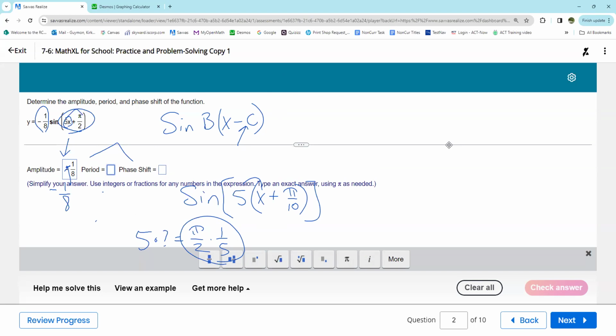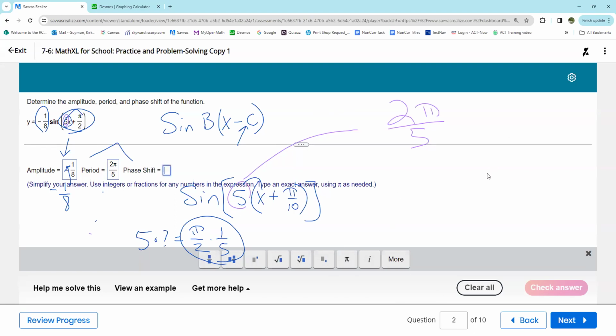So to do the period here, our normal period for a sine is 2π. And then with the frequency in here of a 5, you take your normal period and you divide by that. Because of the 5, we're going to have 5 cycles of the graph happen in our normal 2π. So 2π over 5, or 2/5 of a pi, is what it'll take to complete the period, one cycle of the graph. So 2π over 5 should be okay there.